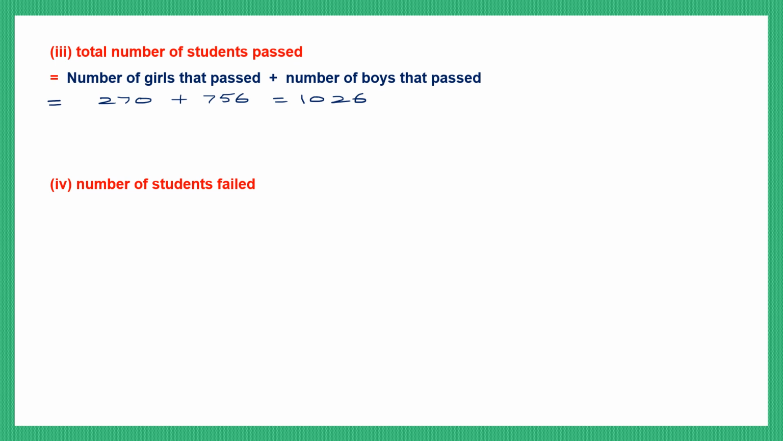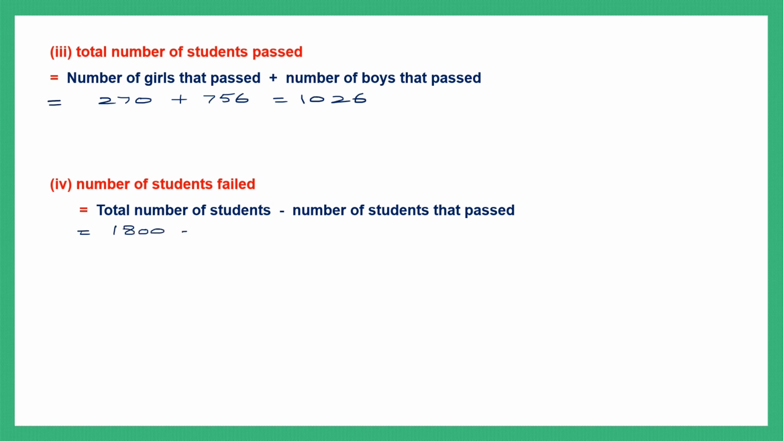Now the fourth question, how many students failed? To find the total number of students that failed, what should we do? Take the total number of students and minus the number of students that passed. So the total number of students we know is the number of girls plus the number of boys, isn't it? So the number of boys was 1,800 plus the number of girls was 900. Now you have to add these two and minus the number of students that passed, which we just found out to be 1,026. So that is minus 1,026.